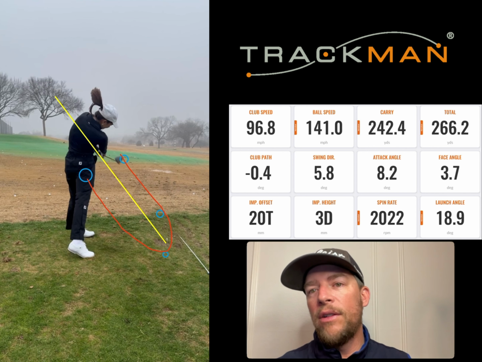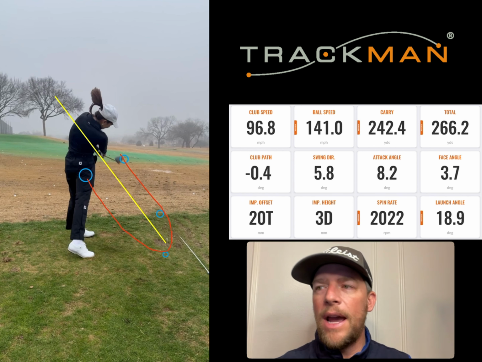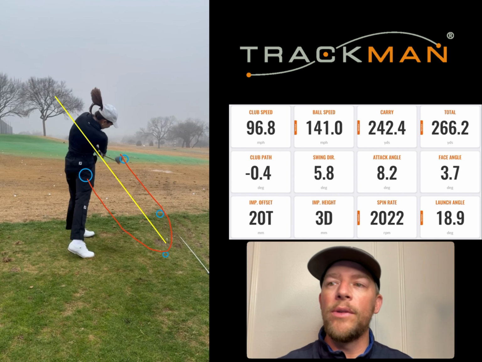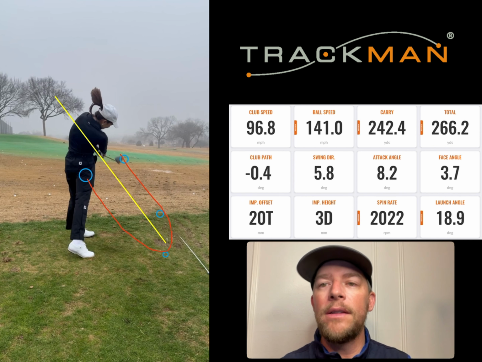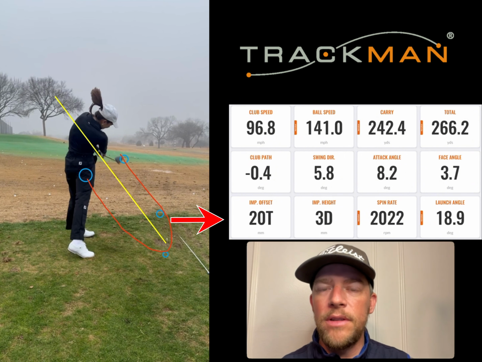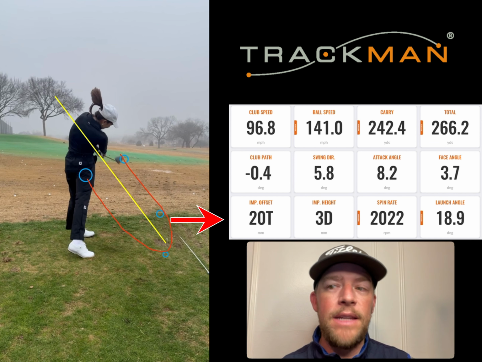And then as far as face angle, I don't really look at face to path. I like to look at face angle. The reason that this face angle is open, 3.7 degrees open to the target, is two reasons. One, when you're swinging that far right, most likely the face will be open. But then two, you can see when we drop down to this third row, these bottom two numbers are impact offset and impact height. That's basically where you're hitting it on the face.